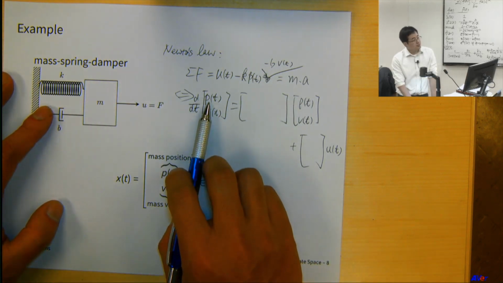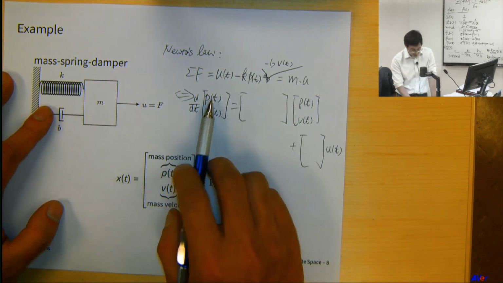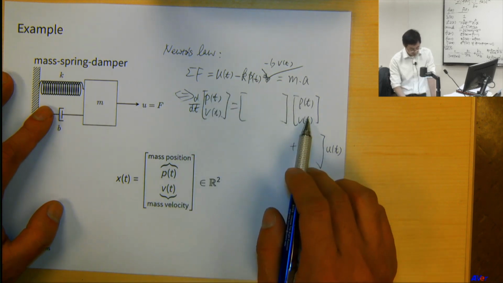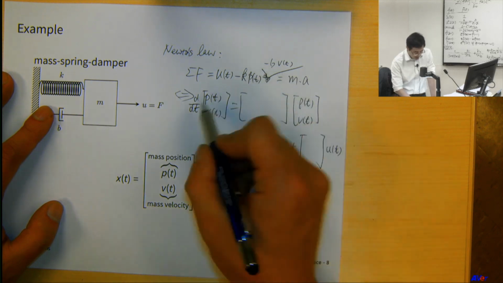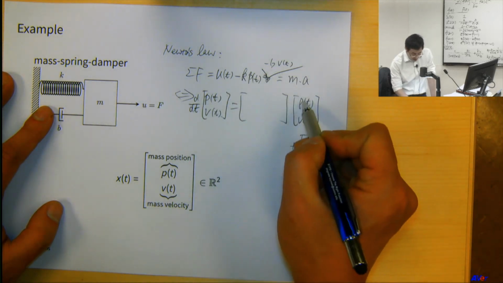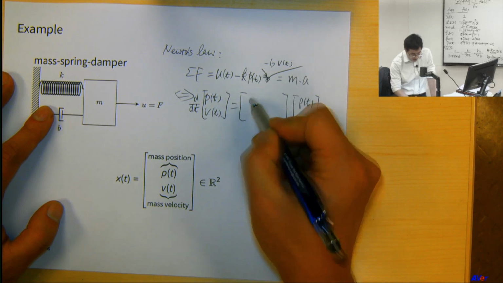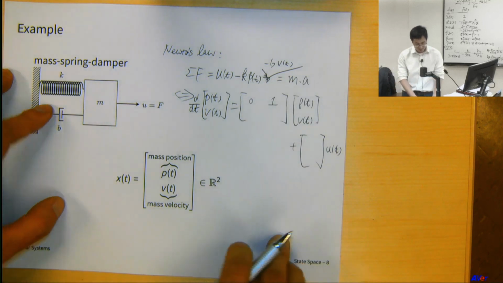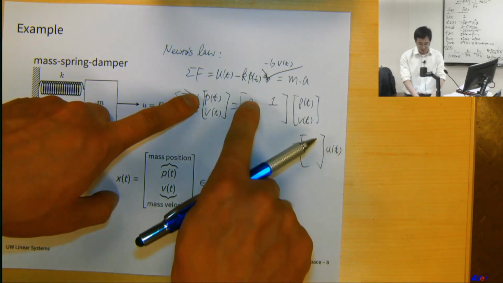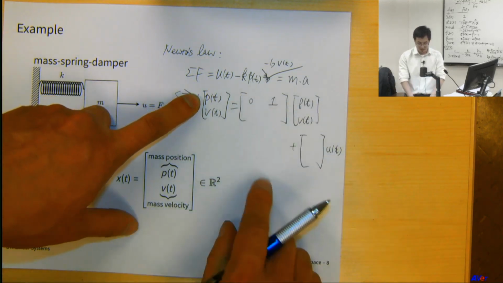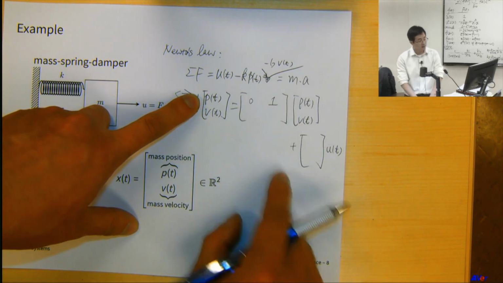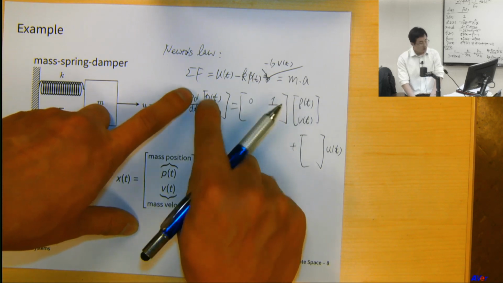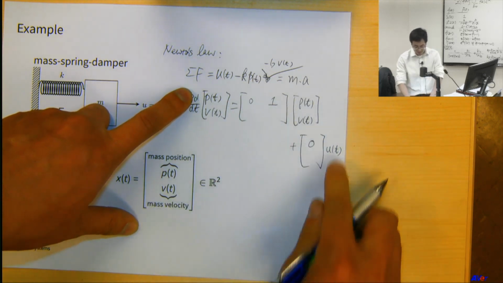The derivative of the position is the velocity, easy enough. So dp is going to be equal to v(t). So in matrix language, dp is going to be the scaling of p is 0 and the scaling of v is 1. dp is going to be 0 times p(t) plus 1 times v(t). And that's all about the derivative of the position. It doesn't depend on u. This is 0.